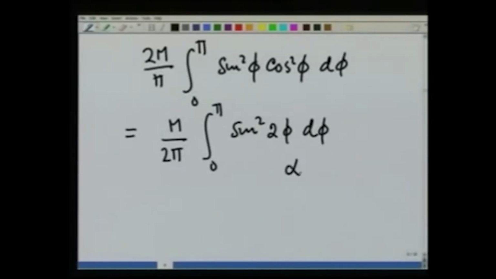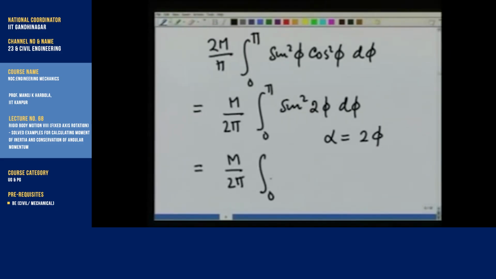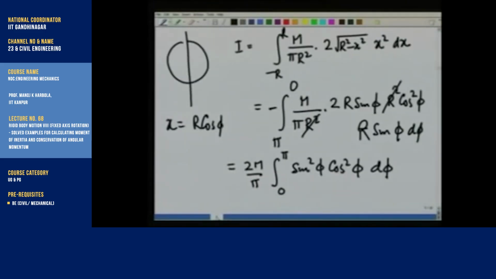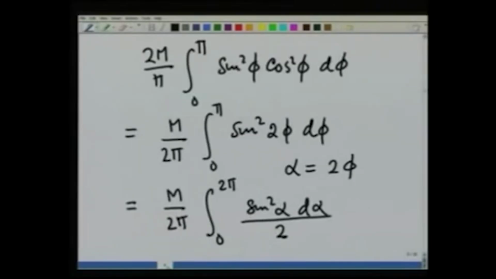Change to variable alpha equals 2 phi, this becomes equal to m over 2 pi, integral 0 to 2 pi, sine square alpha d alpha, divided by 2. I have forgotten r square somewhere. There was an r square here, so that will remain. There is an r square here, here, and here.